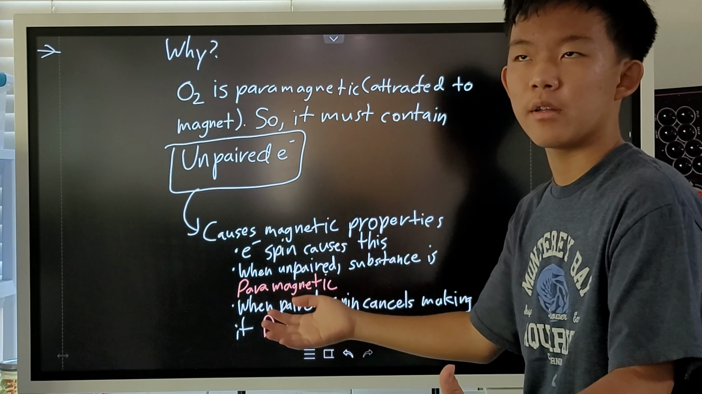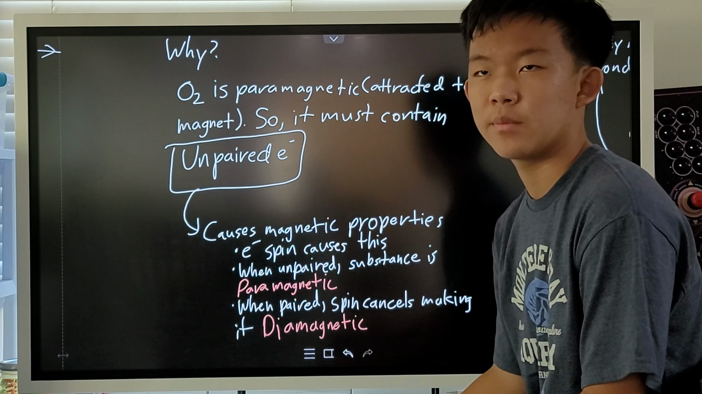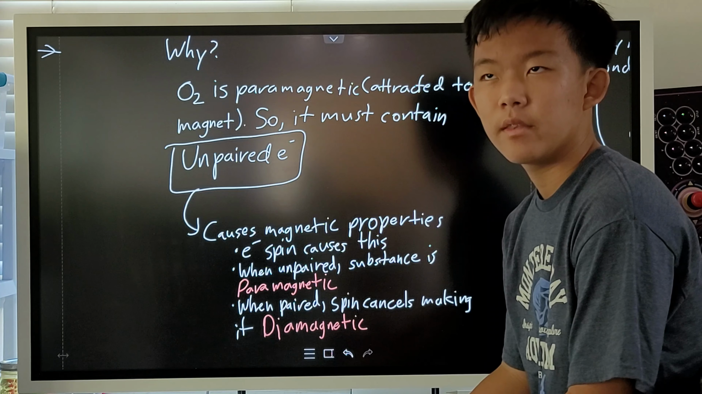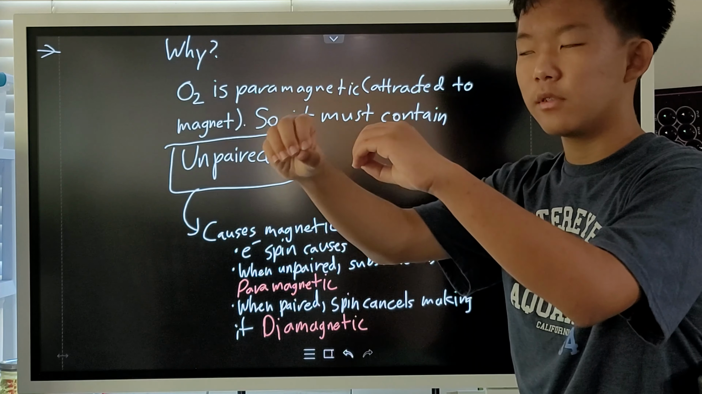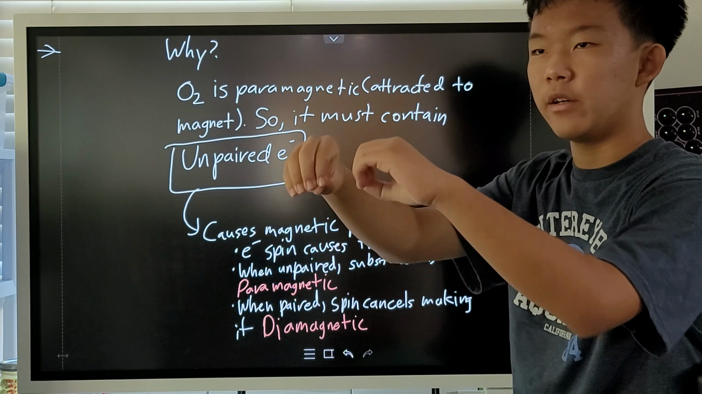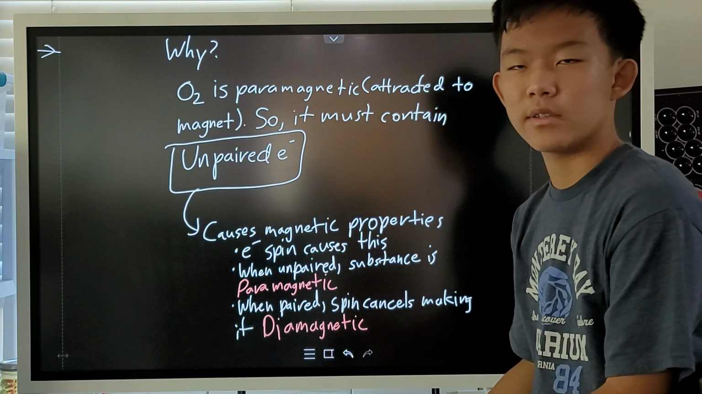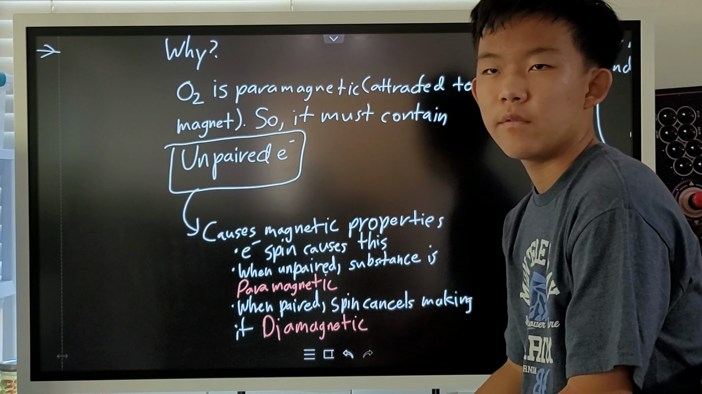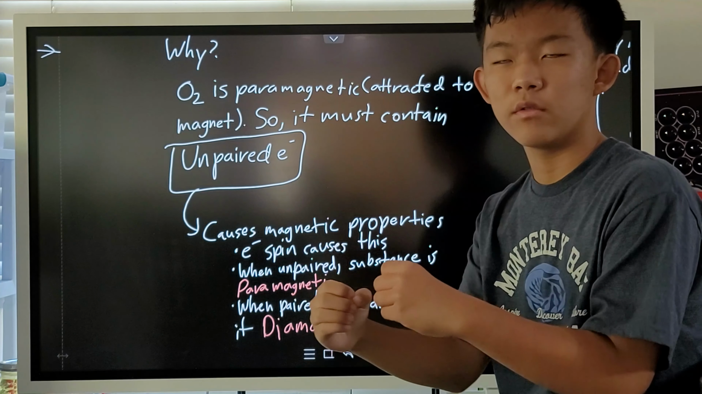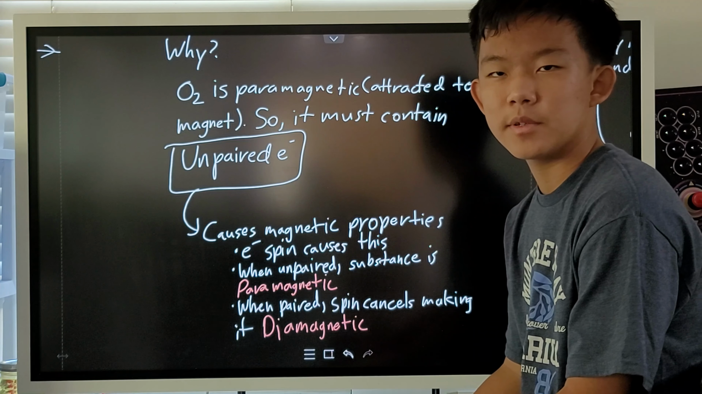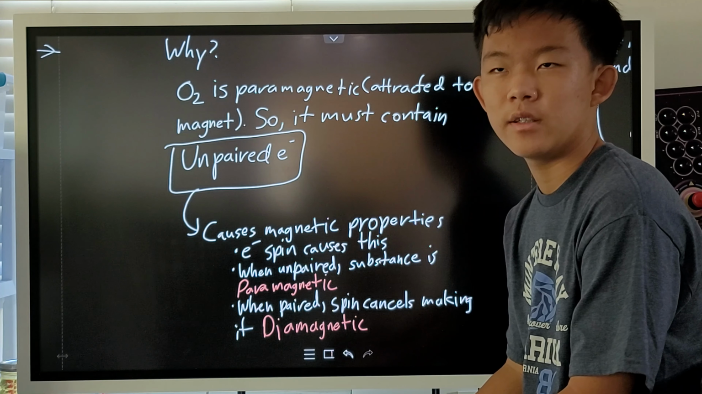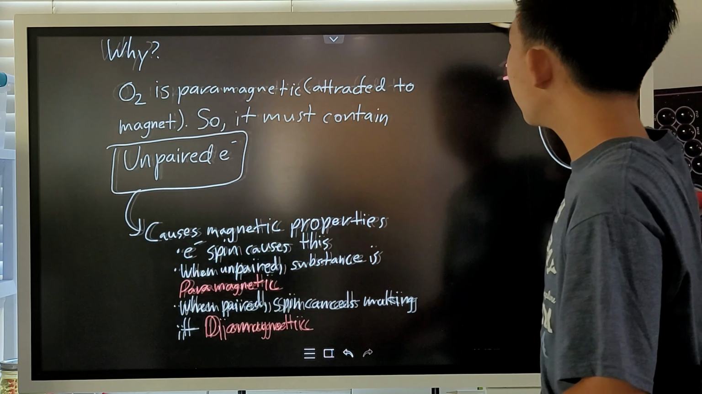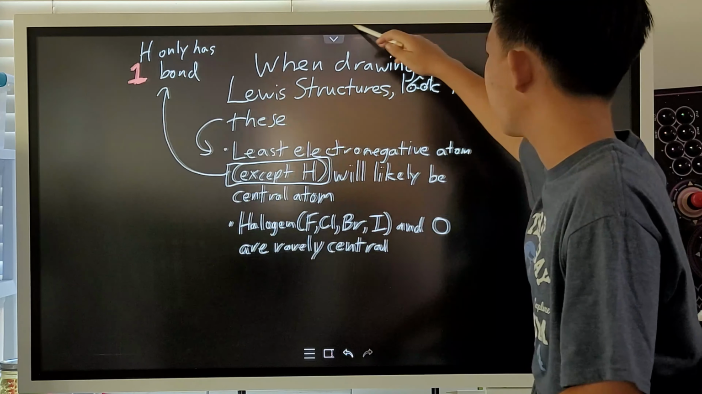If there are more unpaired electrons, it means more of a specific spin, and therefore, more stronger attraction to magnets. However, if there are paired electrons, one will have the up spin and the other will have the down spin. So the 2 spins will cancel each other out, and therefore it won't be as attractive to a magnet. In fact, if there are paired electrons and only paired electrons, we say that the substance is diamagnetic. In other words, it gets repelled by the magnet. So that was a quick side lesson. Let's go back to Lewis dot structures.